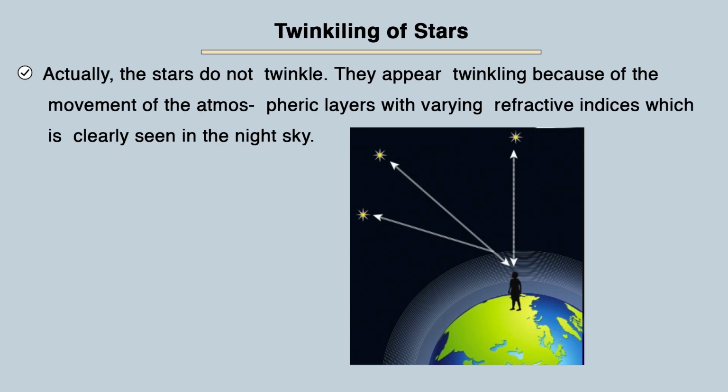Second, one of the important observations, obviously in astrophysics, is the twinkling of a star. Actually, stars do not twinkle; they appear to twinkle because of the movement of atmospheric layers with various refractive indices, which is clearly seen in the night sky. A star which is just on top of our head has a very low twinkling rate compared to a star which is parallel to our eyes, and that is because of the different columns of atmosphere through which the light ray is passing.